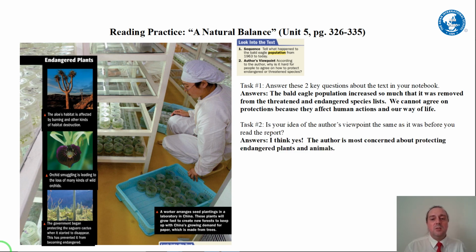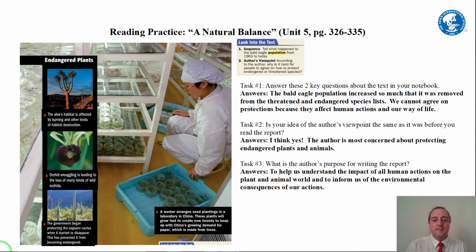Okay, number two, is your idea of the author's viewpoint the same as it was before we read the report? I think yes. I think that the author is most concerned about protecting endangered plants and animals. Do you agree? It's up to you whether you agree or disagree with what her opinion is, but I think this is her viewpoint. Number three, what is her purpose for writing this environmental report?